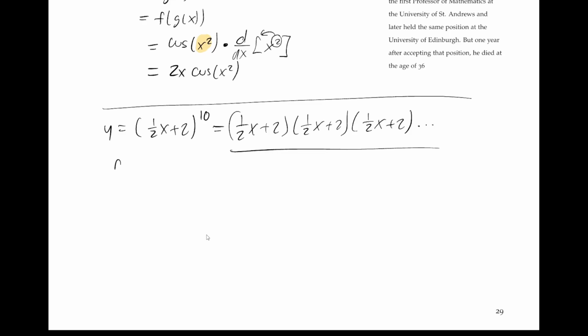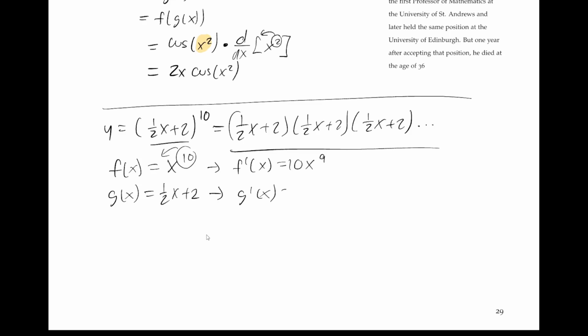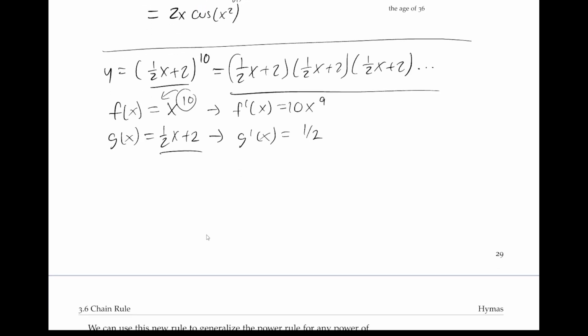Okay. So my outside function, f of x, is the rule that says, hey, I'm going to take the 10th power. My inside function is this 1/2 x plus 2. And so the derivative of the outside function is we're going to bring the 10 down, and then we're going to subtract 1 from it. Whereas the derivative of the inside function is just going to be 1/2, right? Because the derivative of x is 1, the derivative of 2 is 0.